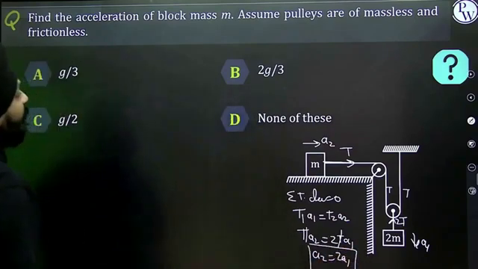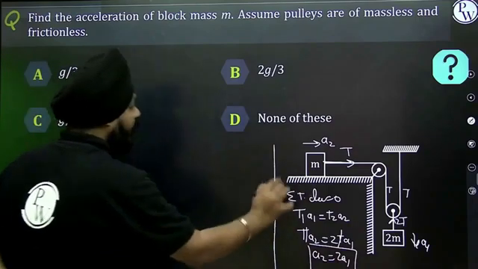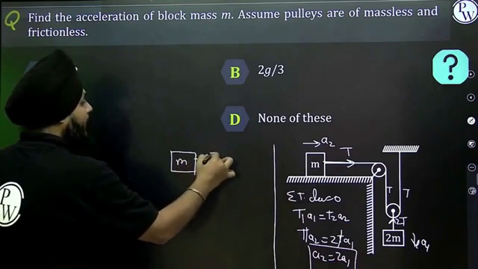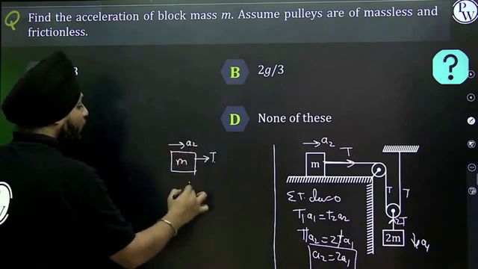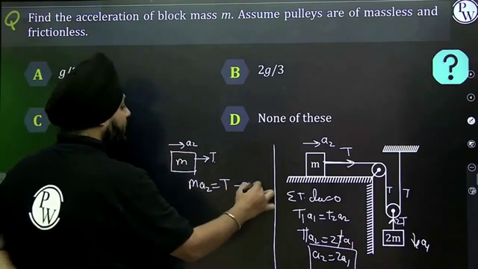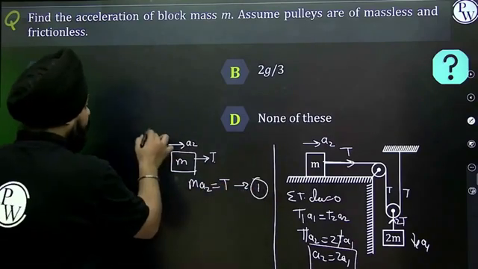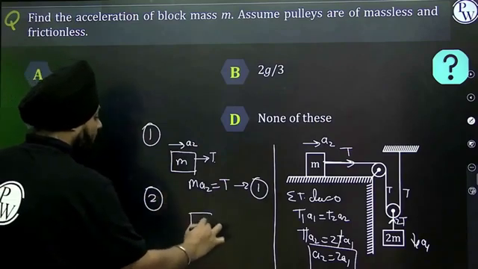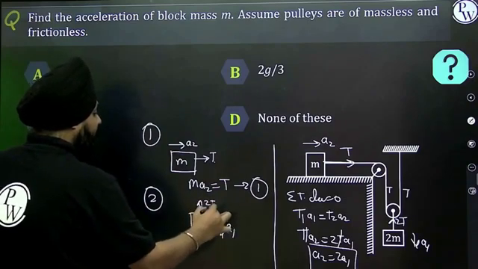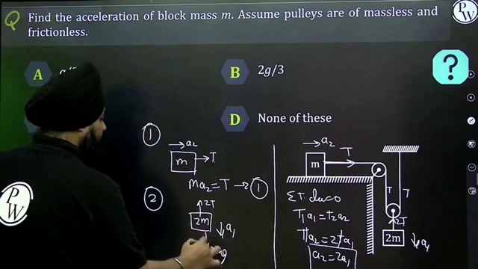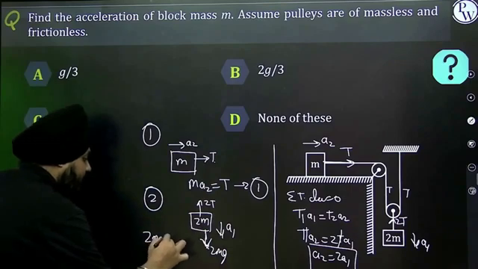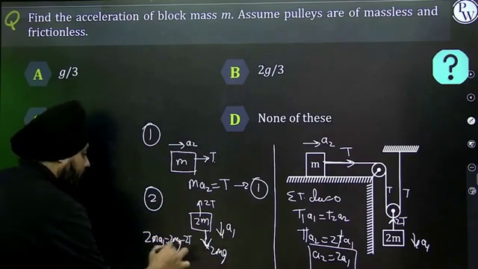What do we need to calculate? We need to calculate the A2. Let's draw the FBD. This is A2. For this, I am going to write the summation of all x forces is equivalent to m into net acceleration, T. Equation number 1. For this block, 2m, A1 is in the downward direction, 2T is in the upward direction, 2mg is in the downward direction. So for this I can write 2mA1 is 2mg minus 2T.